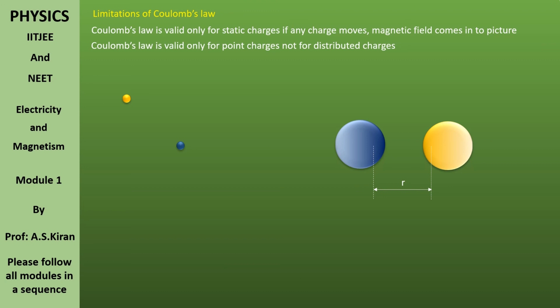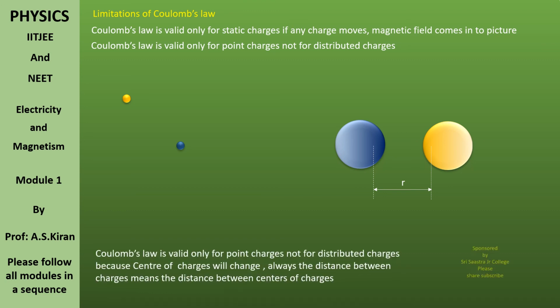So please remember, Coulomb's law is valid only for point charges, not for distributed charges, because the center of the charges will change. Always the distance between charges means the distance between the centers of the charges.